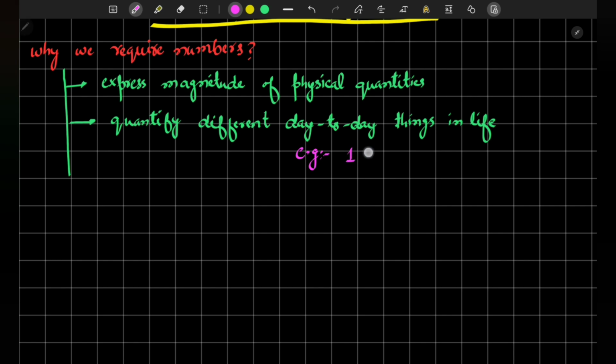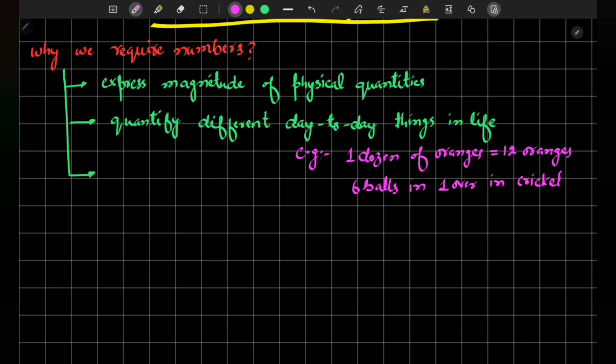For example, 1 dozen of oranges, and we know it is equal to 12 oranges. Another example may be that there are 6 balls in 1 over in a cricket game. Another example may be that a student has got 80 marks out of 100 in a maths paper.